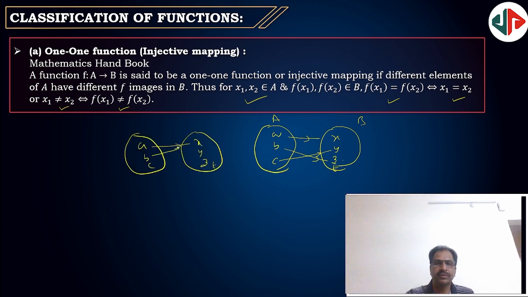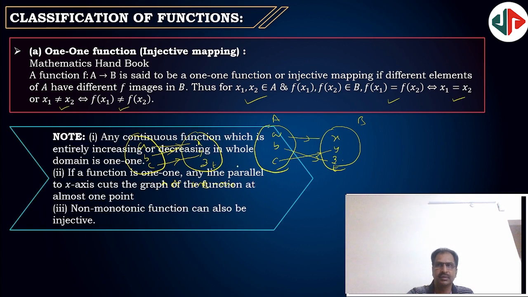Image of A is x, image of B is also x, image of C is y. This is not 1-1. Why? Because when we say that function is 1-1, different elements have different images. Here A and B are different elements having same image, and hence it is not 1-1. If a function is 1-1, any line drawn parallel to x-axis cuts the graph at only one point, at most one point. And any continuous function which is either increasing or decreasing is said to be 1-1. This is another way of defining 1-1 graphically.